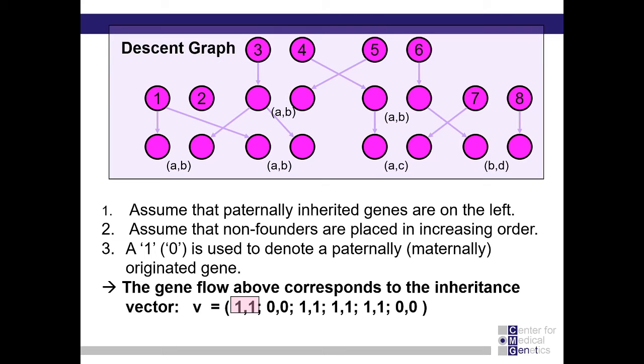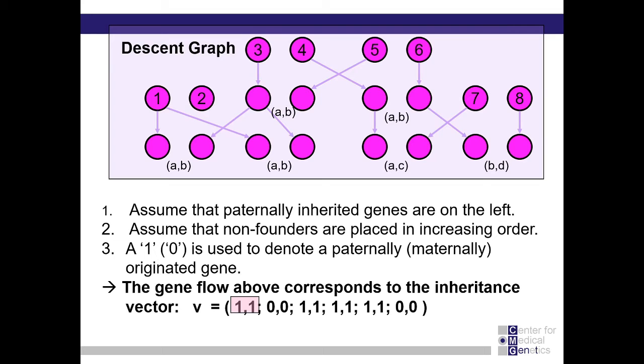Assume that paternally inherited genes are on the left. Assume the non-founders are placed in increasing order. Non-founders meaning people who are not the founders of the family. So 1 and 0 are used to denote paternally and maternally originated genes. The gene plot above corresponds to the inheritance vector 1100 11 11 11 0. If you look at that number, 1 is paternal, 0 is maternal.